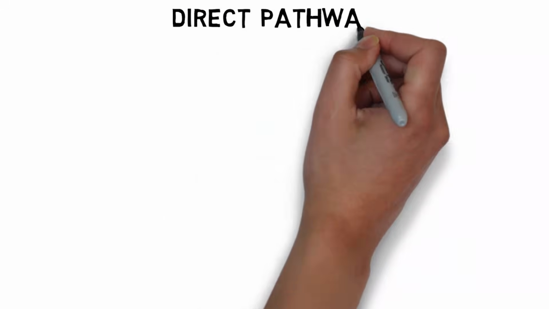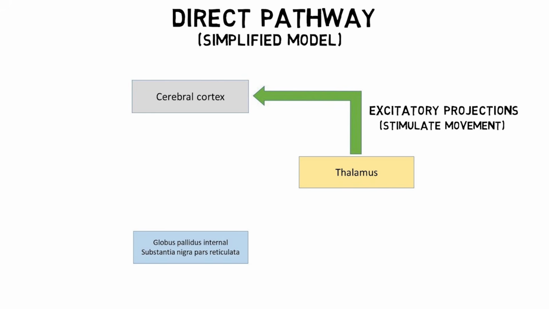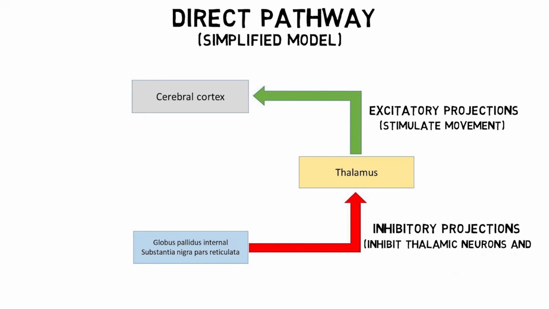The direct pathway ultimately influences glutamate neurons that project from the thalamus to motor regions of the cerebral cortex. These excitatory projections are thought to be involved with stimulating movement. Neurons from the globus pallidus internal and substantia nigra pars reticulata, however, project to the thalamus and maintain a steady release of the neurotransmitter GABA, which acts to inhibit the thalamic neurons and suppress movement. This mechanism is thought to be important in keeping unwanted movements from occurring.